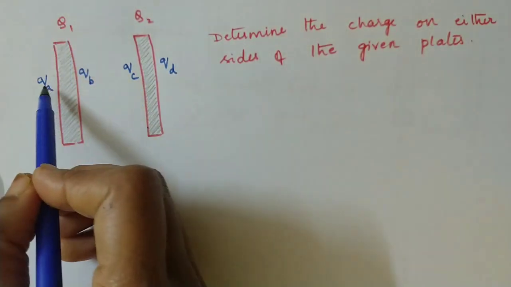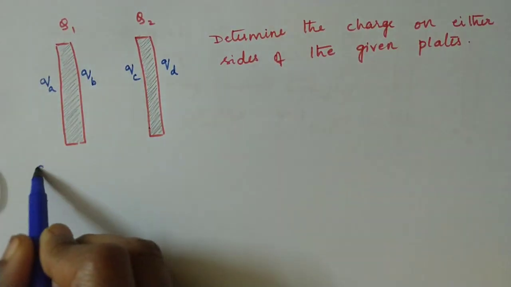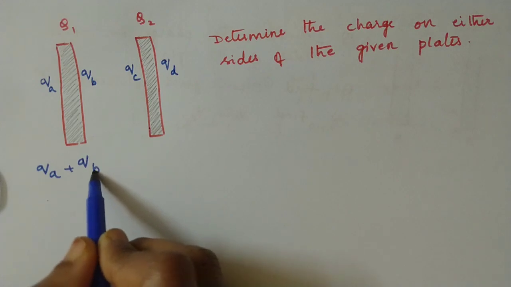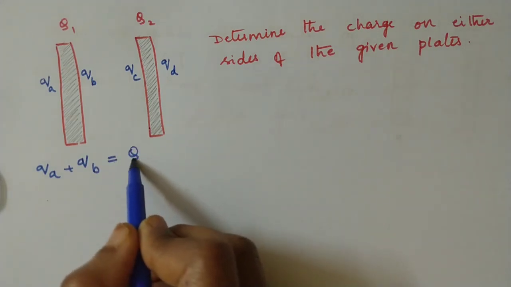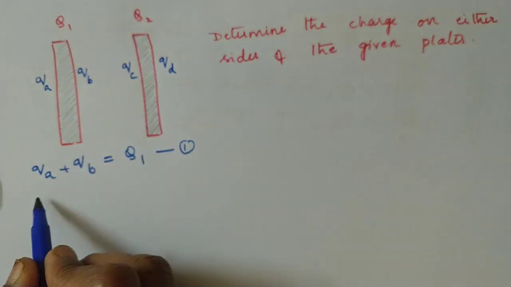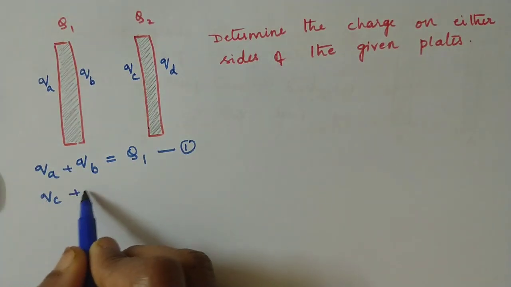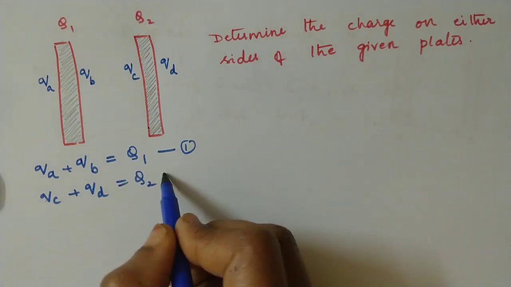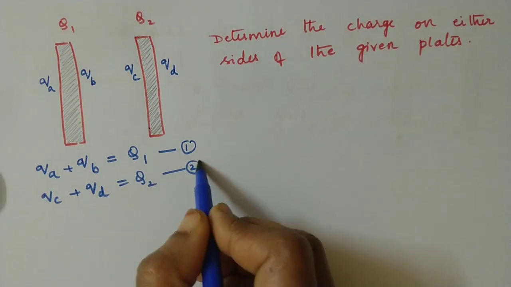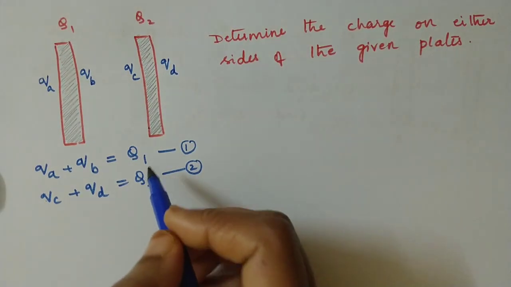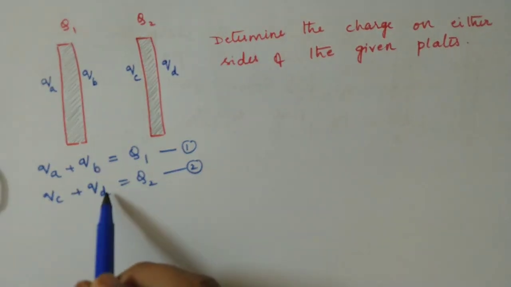Since Q1 is distributed among these two, I can write the first equation: QA plus QB is equal to Q1. This is my first equation. Similarly, QC plus QD should be equal to Q2. This would be your second equation. And now we need two more relations to get the answers, because there are four unknown quantities.